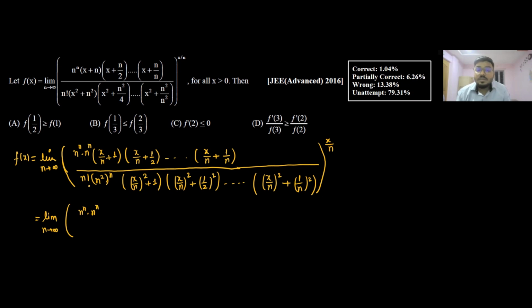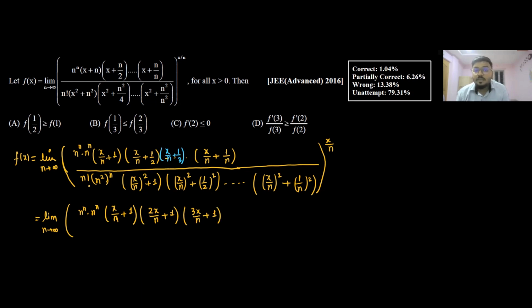Now in the first bracket, it's all fine. It is x by n plus 1. Let it be. In the second bracket, if I multiply by 2, I will get 2x by n plus 2 by 2, which is 1. In the third bracket, it would be x by n plus 1 by 3. If I multiply by 3, I will have 3x by n plus 3 by 3, which is 1.